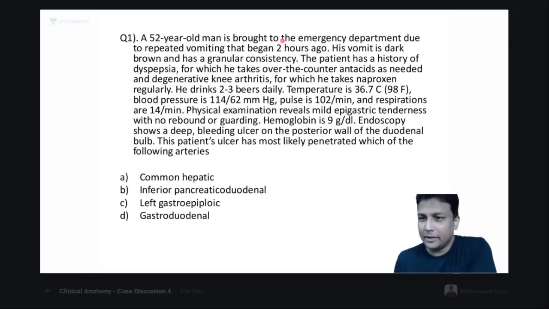A 52-year-old man, blah, blah, blah, entire story. Finally, there is an ulcer on the posterior wall of the duodenum, the duodenal bulb, which is the first part of the duodenum. The patient's ulcer is most likely to penetrate which of the following arteries? Come on, tell me, what is the artery that is going behind the first part of the duodenum? We have drawn that, not just mugged it up in a flow chart. That is your gastroduodenal artery, which is commonly involved in duodenal ulcers.